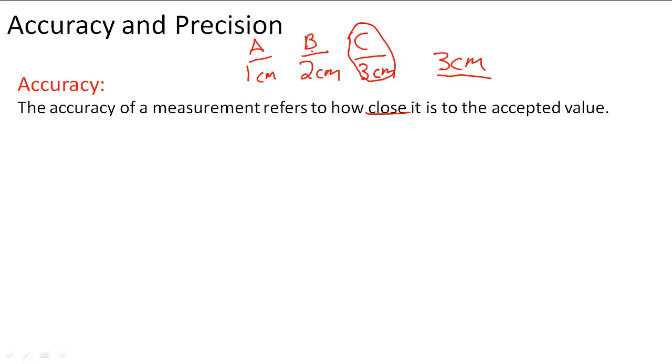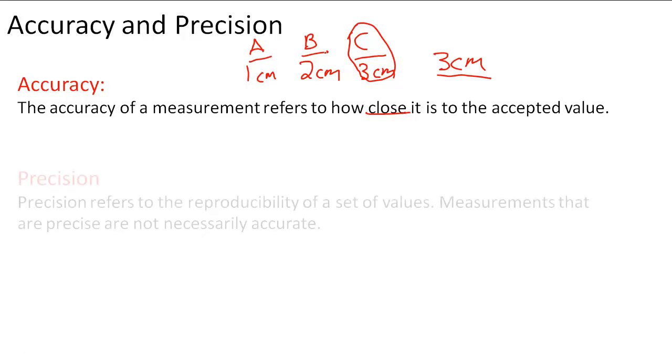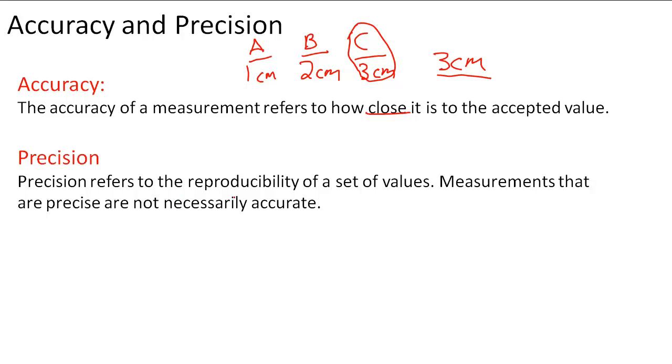B is more accurate than A, but A is the least accurate out of all of them because that student only got 1 centimeter. So that is accuracy. The difference between accuracy and precision, though, is that precision refers to the reproducibility of a set of values. So can you reproduce the same results?